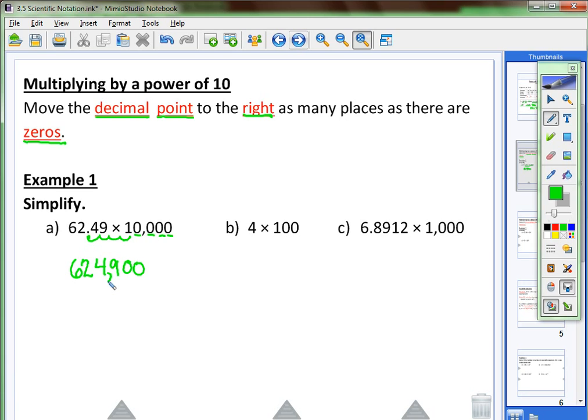In part B, you can do that one in your head. It's 4 times 100 or 400. If you want to see how it relates to the rule that we have up here, the decimal point is after the 4 and we move 2 places.